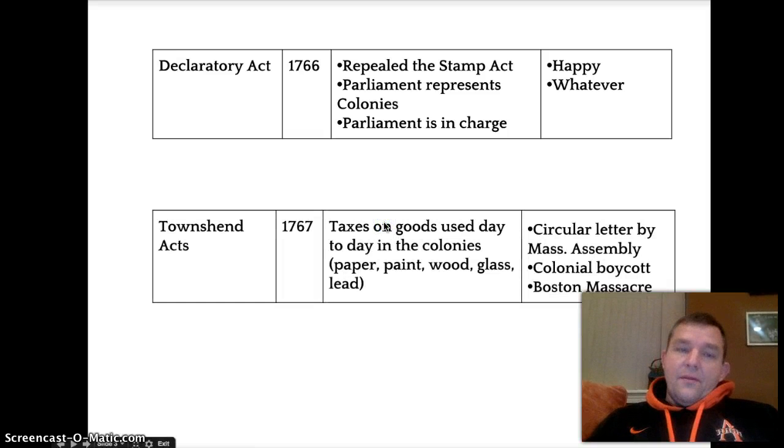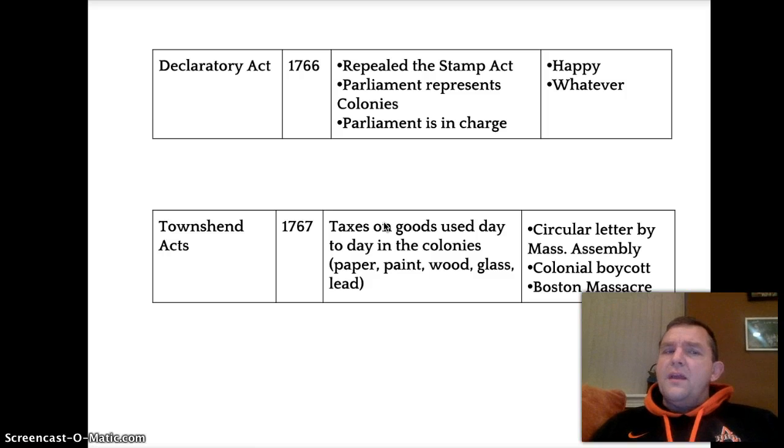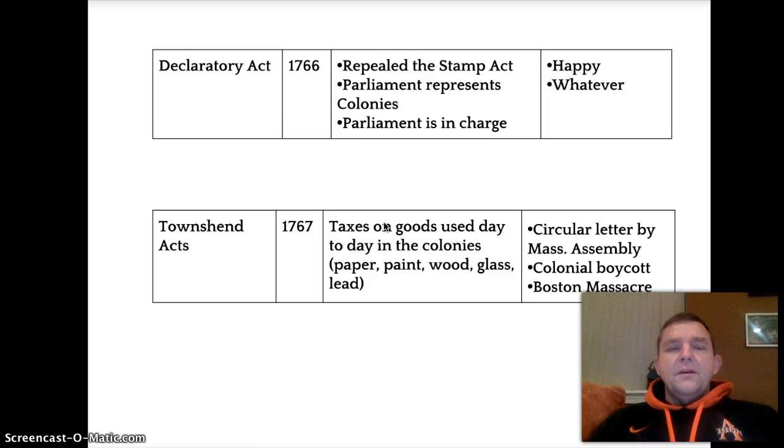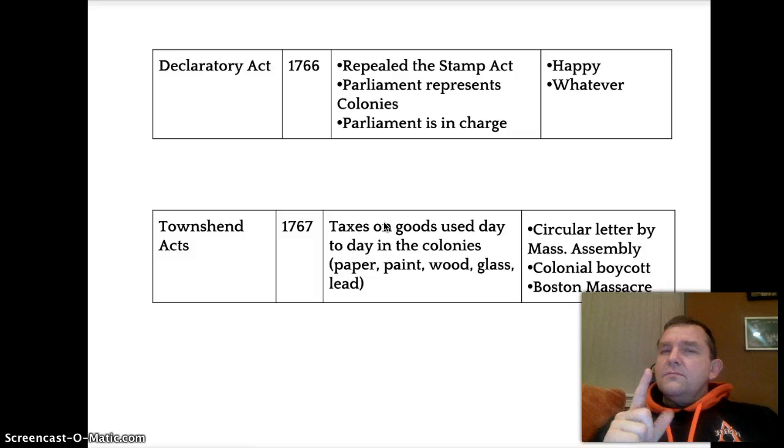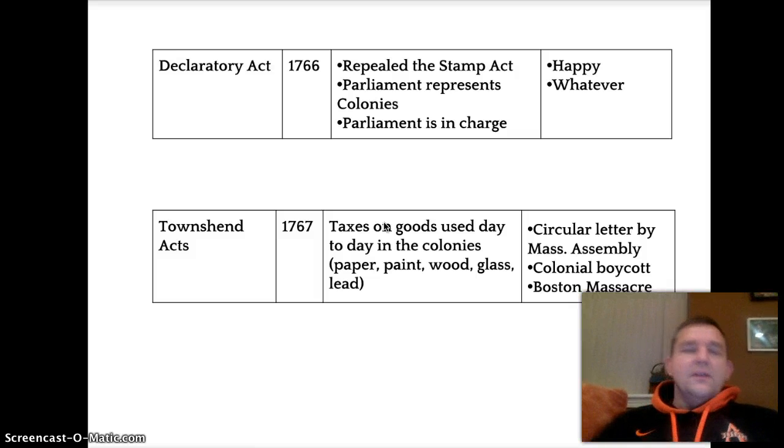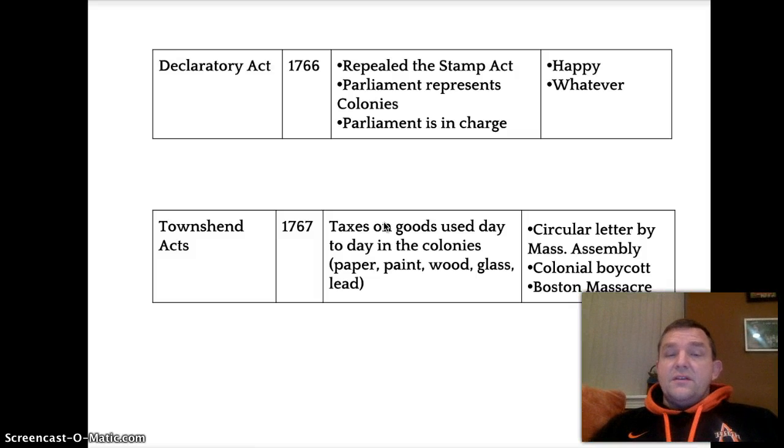But then the British got a new finance minister, a guy by the name of James Townsend, or was it Robert Townsend? No, Robert Townsend was a musician from the 80s. I think it was James Townsend. Charles Townsend, one of those names, something Britishy. So the Townsend Acts are passed in 1767, one year later.